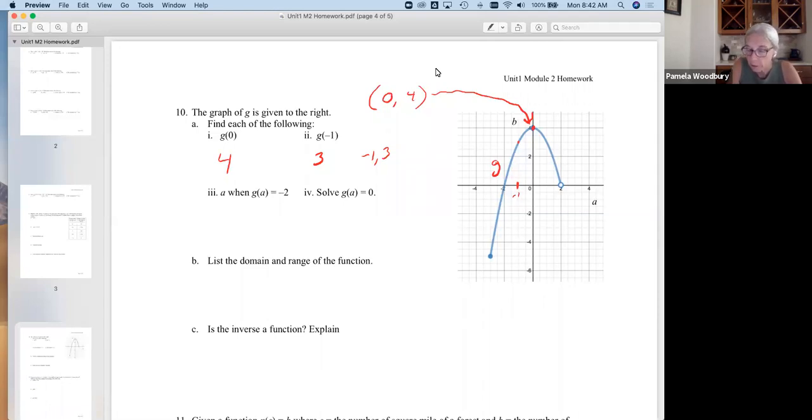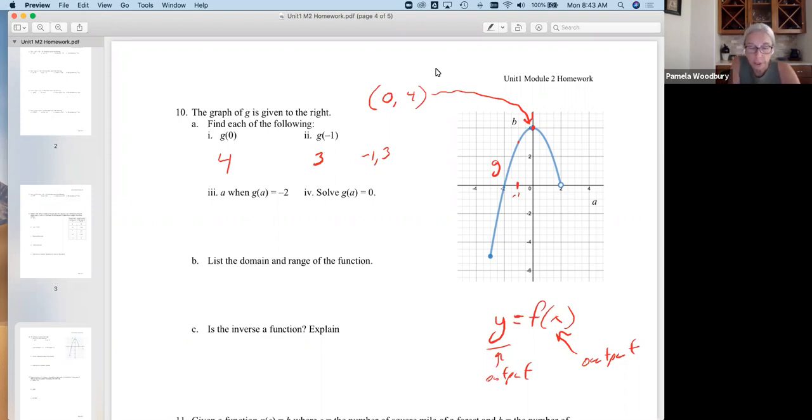Remember from our function notation, we said y is a function of x, y is my output, which means also that f of x is my output because they're equal to each other. They're both representing output. So g at 0 is representing the output when the input is 0, specifically in that case. g at -1 is also representing an output when the input is -1. So when the input is -1, the output is 3.